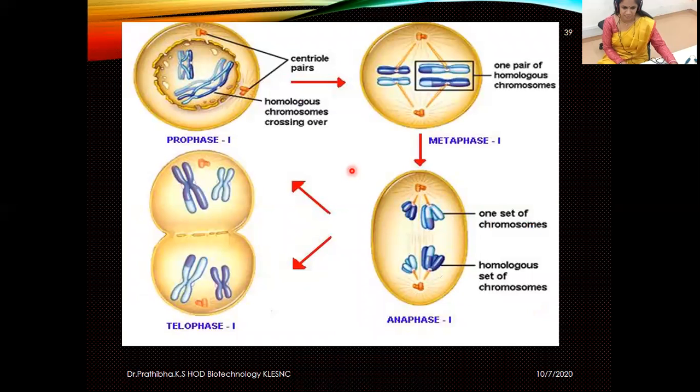Here you can see the centriole pairs, then homologous chromosomes crossing over can be seen here, right? This is in the prophase first, and one pair of homologous chromosomes, which will separate. Here you can see the metaphase first, and one set of the chromosomes, and here the homologous set of chromosomes. This is anaphase first. This anaphase first thus gives rise to a telophase first, right?